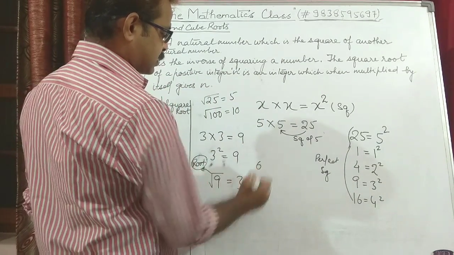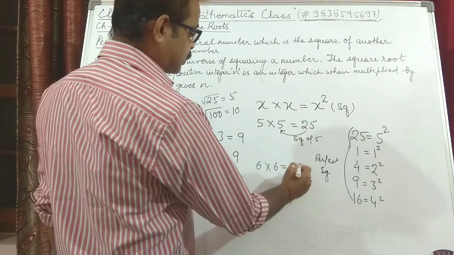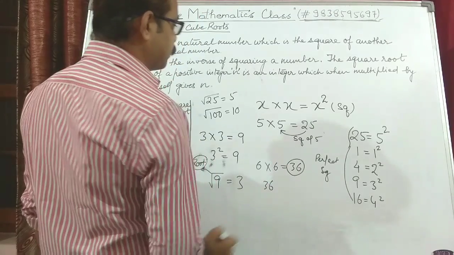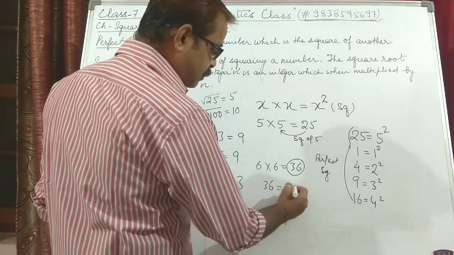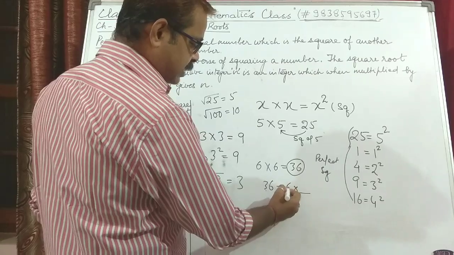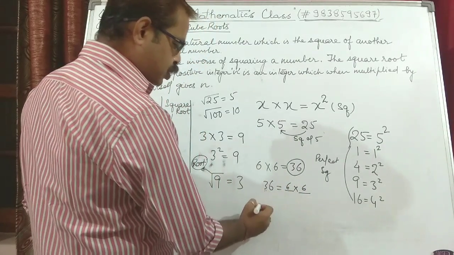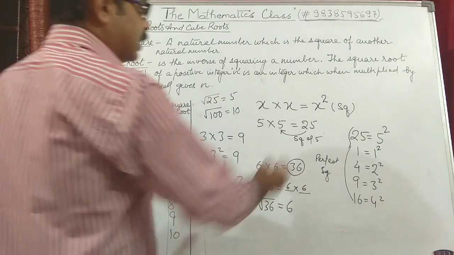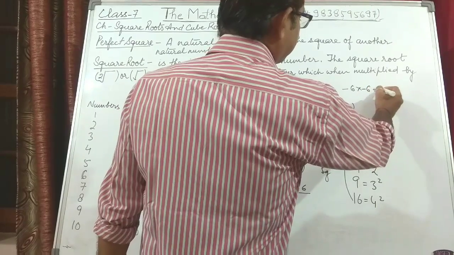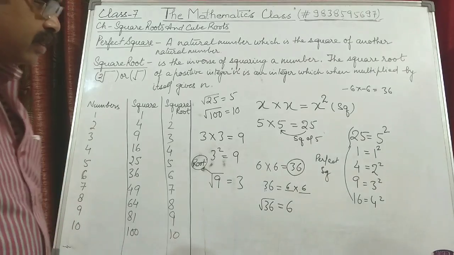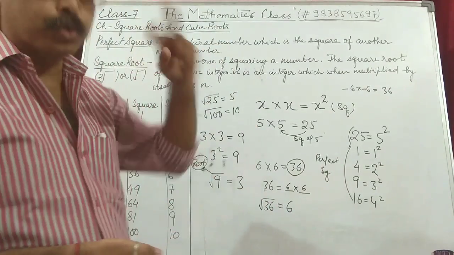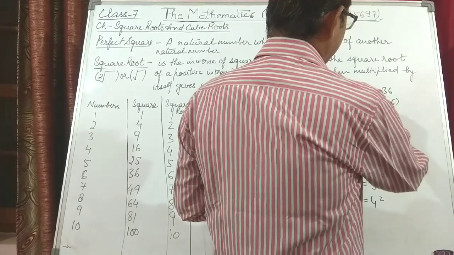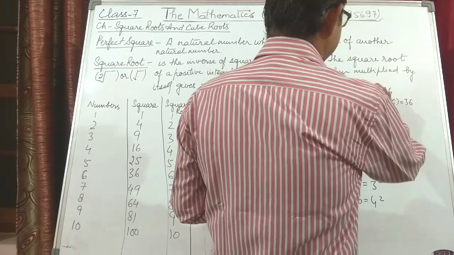Let's say 6. 6 into 6 is 36. If this is a positive integer n, its square root will be any integer which when multiplied by itself gives you 36. So we know that 6 when multiplied by itself will give 36. So the square root of 36 will be 6. Though there are two values: if I multiply minus 6 into minus 6, we will get plus 36. It means there are always two square roots of any number, one positive and one negative.